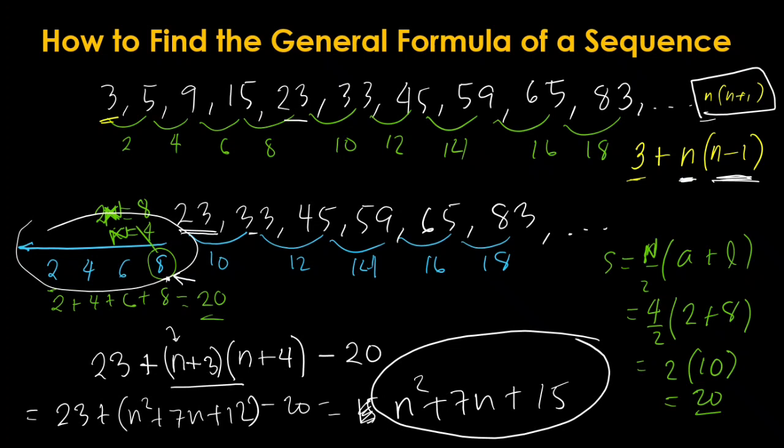You want to try it out, like 1, 2, 3, 4, 5. Let's take 5, the fifth term. Let's check it out. So when the n is 5, we get 25 plus 35. 7 times 5 is 35, plus 15. So what is this? This is 50, 60, 60 plus 15 is, wait, where's the fifth term? 1, 2, 3, 4, 5. Okay, it's the fifth term.